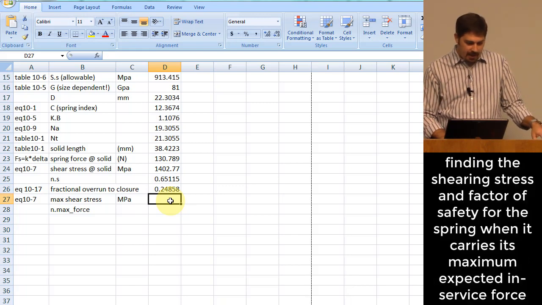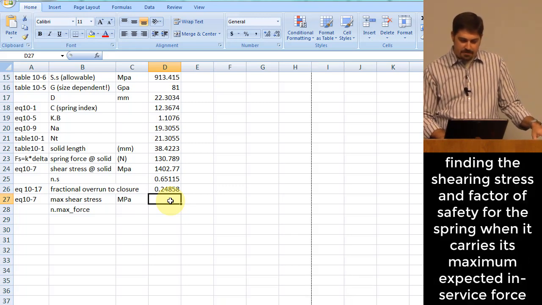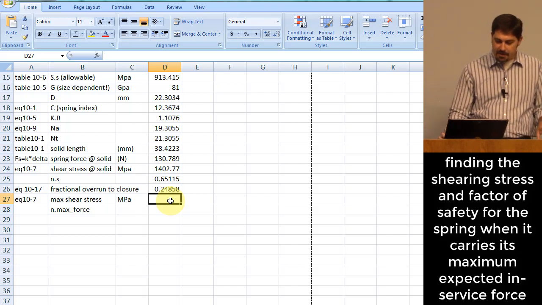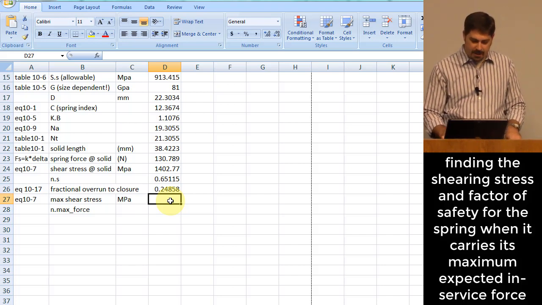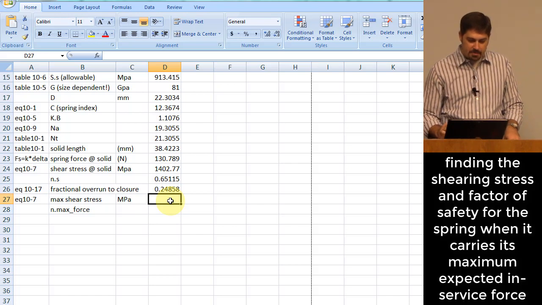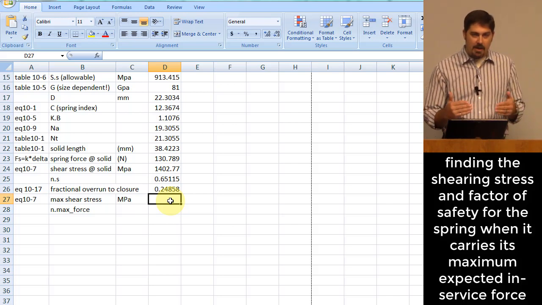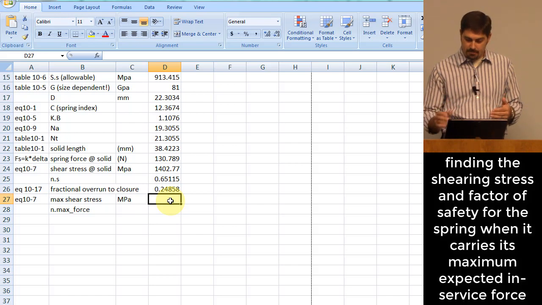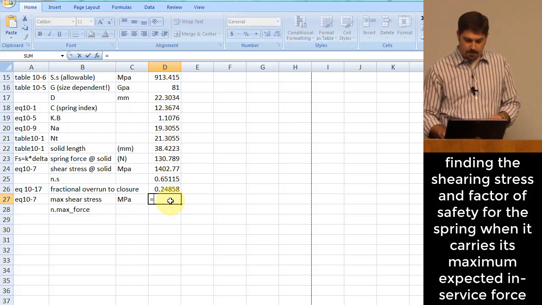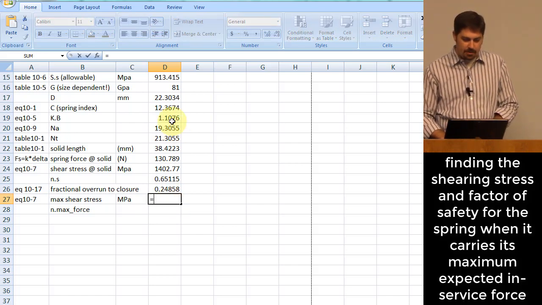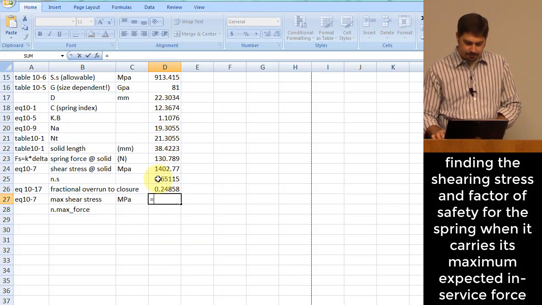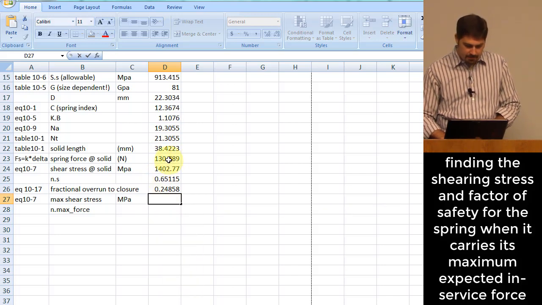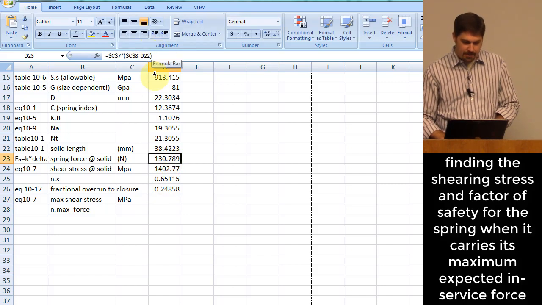All right, I have these on here as well, just as a matter of interest. These aren't necessarily part of the design question, but what would my maximum shear stress be in just normal operation? All right, well, it works very similar to what it would be at the solid height. As a matter of fact, let me do this. Spring force at solid, it's easy enough to put it in there, I guess.